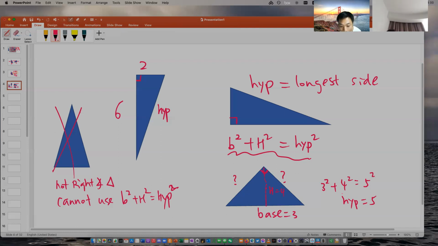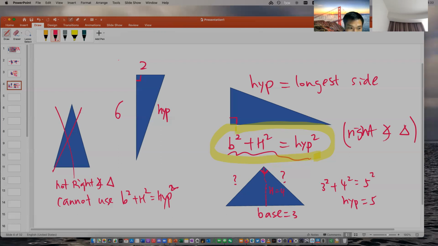The answer is no. These two are not the hypotenuse. So therefore, the first thing to note is this formula can only be used for right angle triangle. Right angle triangle. Number one. Number two, you must be able to identify the hypotenuse first.